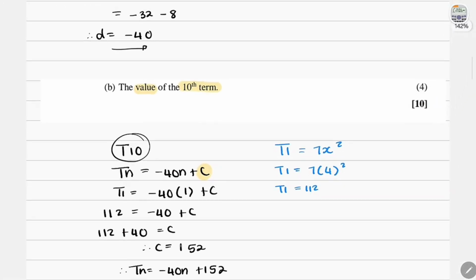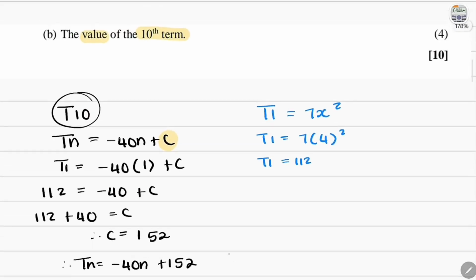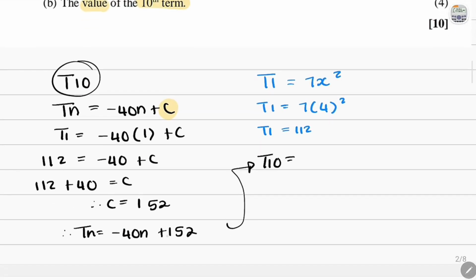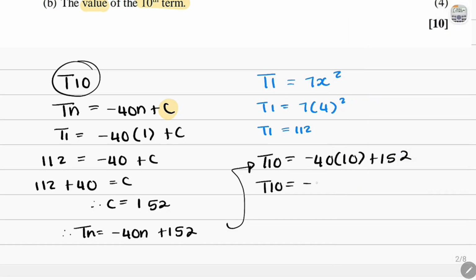And then we can now use this to find the 10th term, which is what we're looking for. Okay, so term number 10 equals, and in place of n, substitute 10 in this. So we'll say negative 40 and then times 10 plus 152. And let's get our answer. And you can see that gives us negative 248. So negative 248 is our answer.